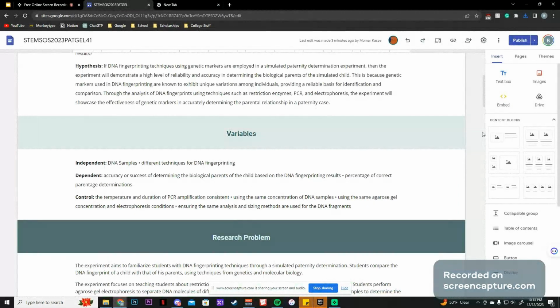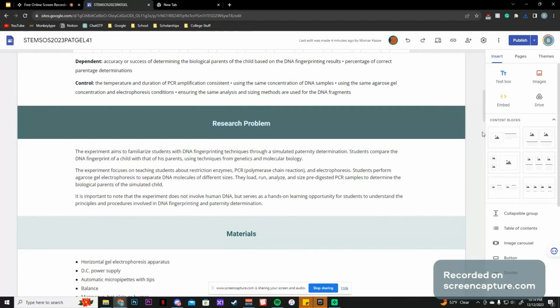Variables. Our independent variable was our DNA samples and our different techniques for DNA printing. Our dependent variable was the accuracy or success of determining the biological parents of the child and our percentage of correct parentage determinations. Our control variables included keeping the temperature and duration of PCR amplification consistent, using the same concentration of DNA samples, using the same agarose gel concentration in electrophoresis conditions, and ensuring the same analysis and sizing methods for all of our DNA fragments.